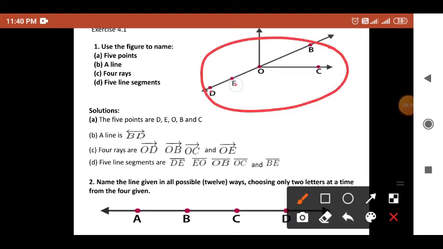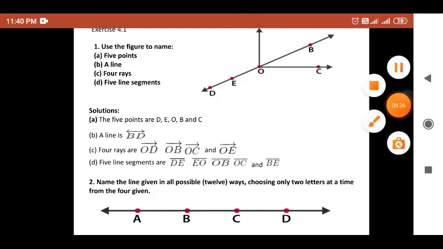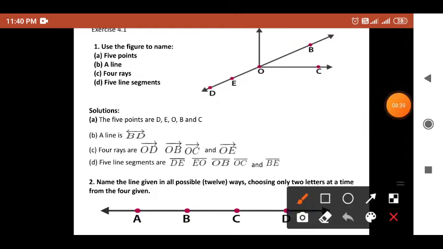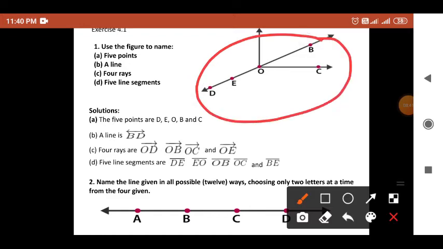See, D, E, O, B, and C. They are marked as points, right? So the 5 points are these. And which is the line? Here in this figure, which one do you call a line? You can call OB a line? No, a line can extend in both directions, it should have arrow marks.